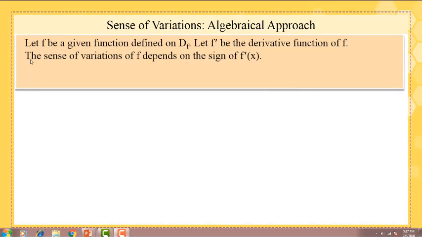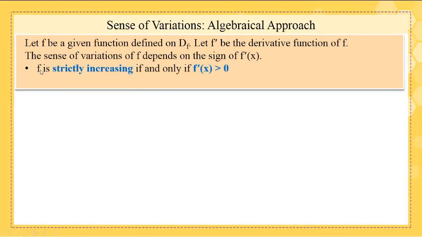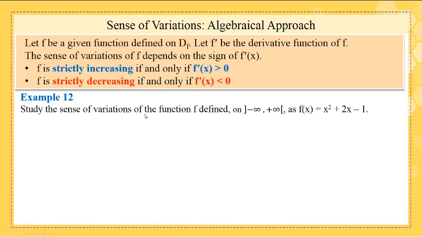As we said, the sense of variations of f depends on the sign of f prime of x. That is, f is strictly increasing if and only if f prime of x is strictly positive. F is strictly decreasing if and only if f prime of x is strictly negative. Example, study the sense of variations of the function f defined by the following expression.